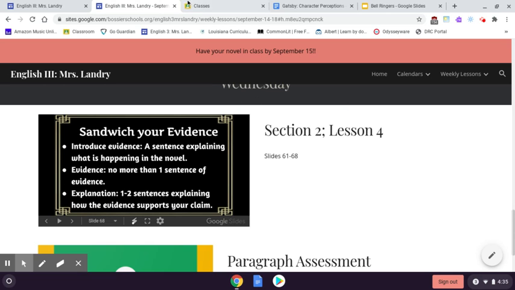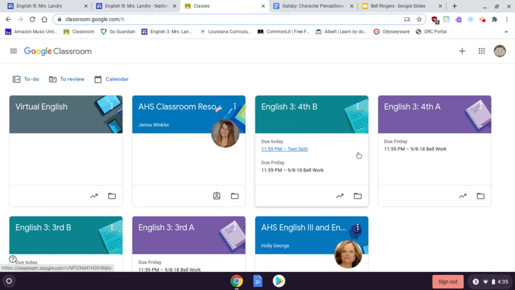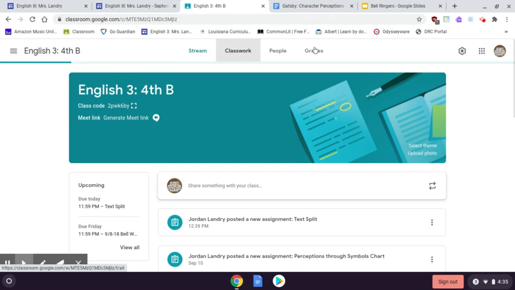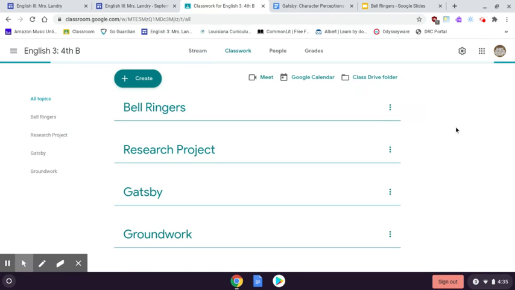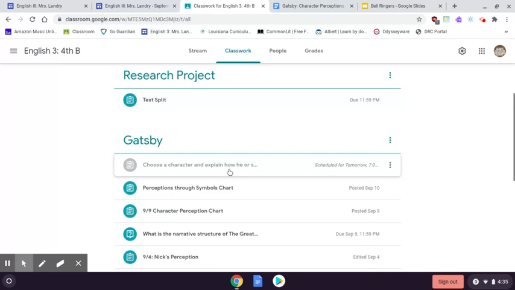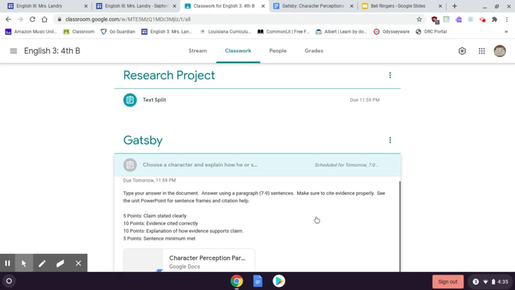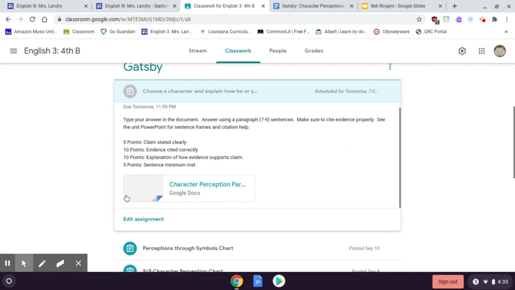To do this, you are going to go to Google Classroom, and there's going to be an assignment under Gatsby titled Choose a Character and Explain How He or She Perceives. Now, this one's a little different. We learned from last time. There is an attached document, so you will type on the document, open it from here, type on the document, turn it in when you're done.